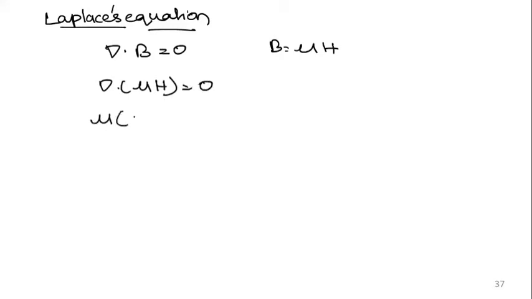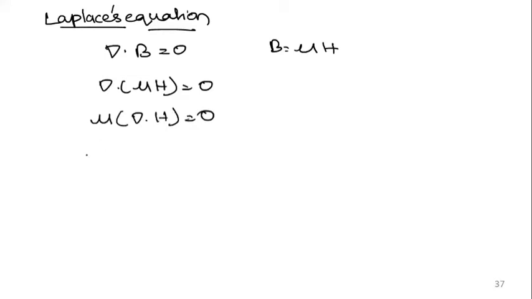So we know that del dot B is equal to 0. We know that, and also we know that B is equal to mu into H. Then del dot mu H is equal to 0. Then mu, if you are taking out, it will become del dot H is equal to 0.